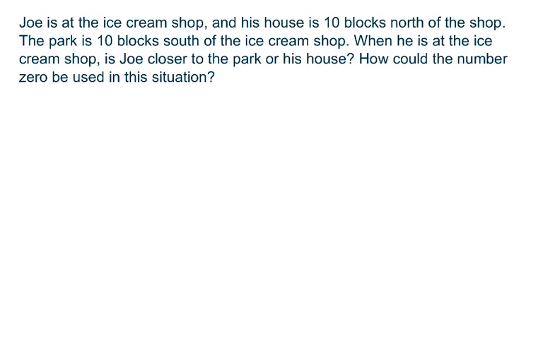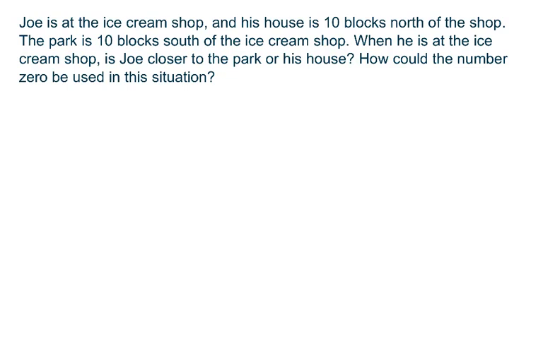Let's look at this next scenario. Joe is at the ice cream shop, and his house is 10 blocks north of the shop. The park is 10 blocks south of the ice cream shop. When he is at the ice cream shop, is Joe closer to the park or his house? How could the number 0 be used in this situation?